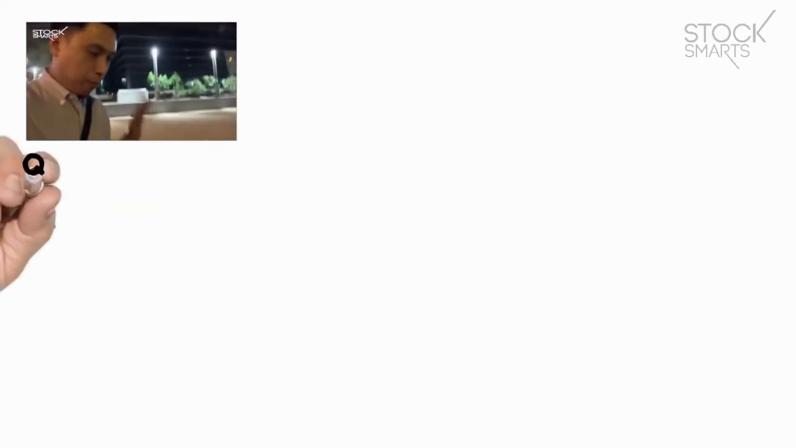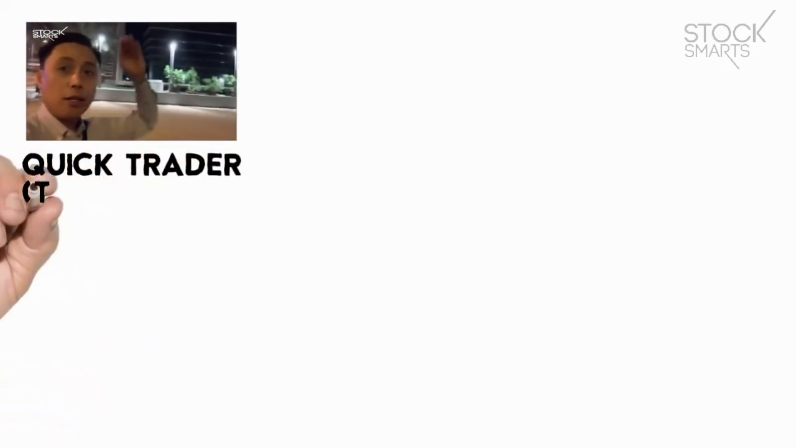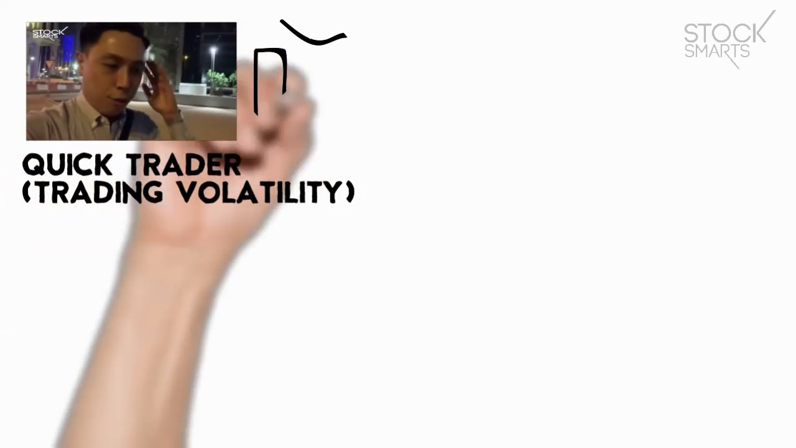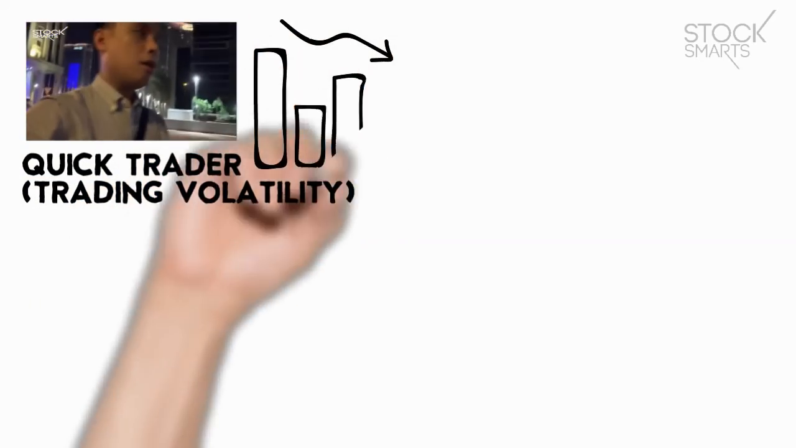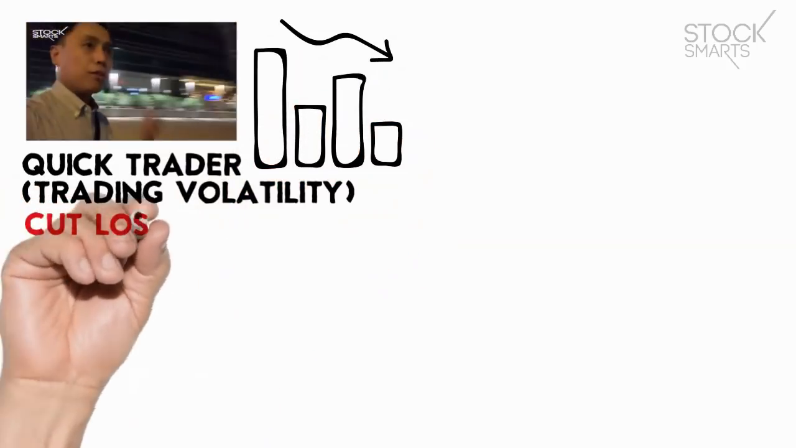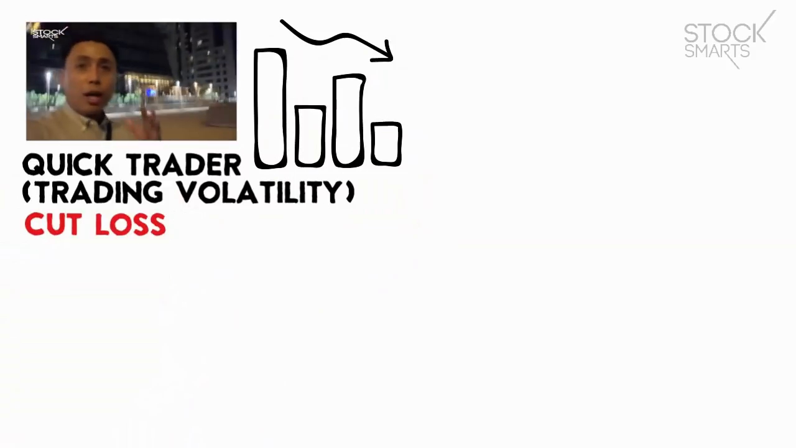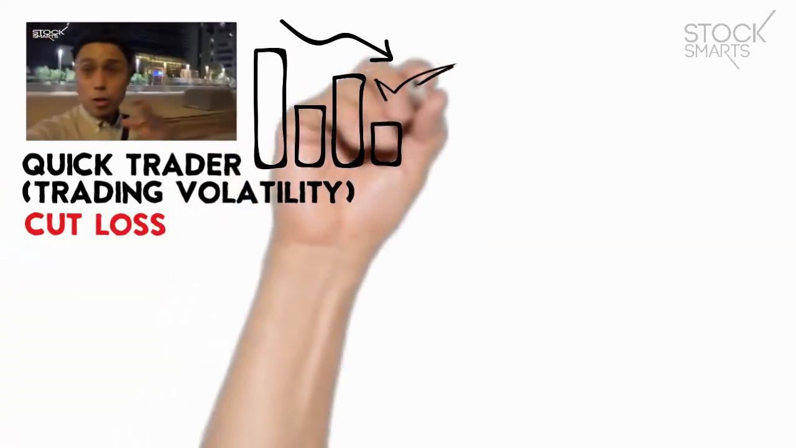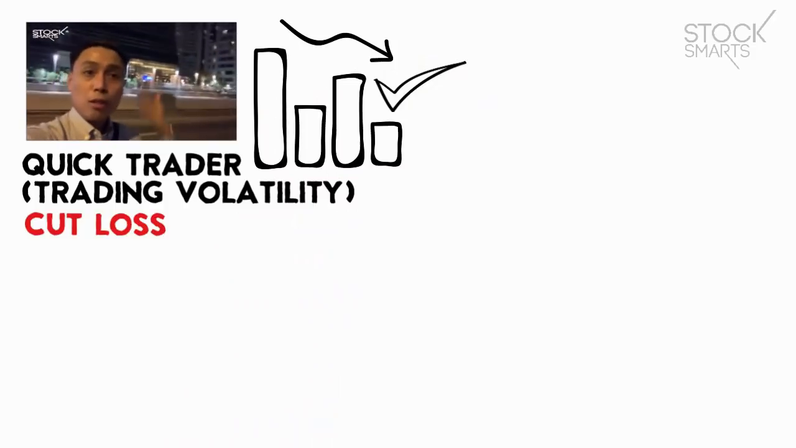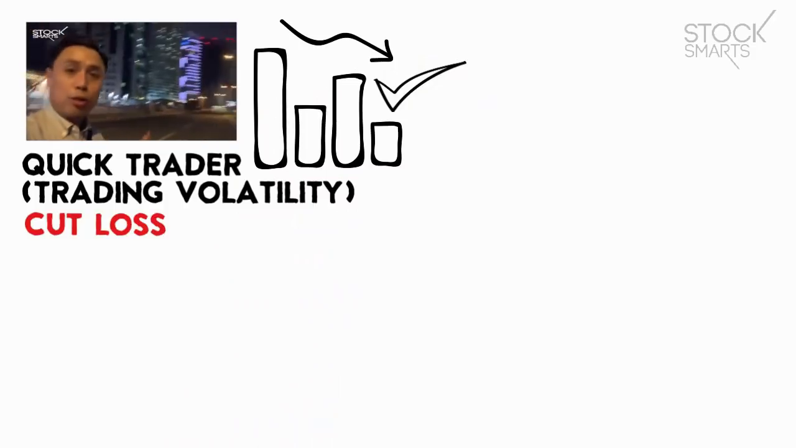Now, what if you're a quick trader? You're trading the volatility. For stocks that are in downtrends, for stocks that are breaking down, by all means, if you are a quick trader, cut loss. I repeat, for stocks that are in downtrends, for stocks that are breaking down, and you are a quick trader, you must cut loss, you must stay away. It must come to a point where you need to pick your spots as well.